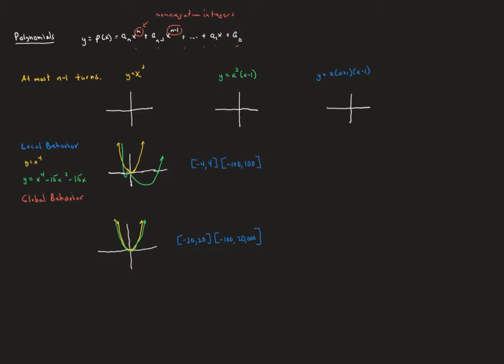And so the behavior of a polynomial, the end behavior, will be determined by its highest power of x and its coefficient. That's sometimes called the leading coefficient test, if you remember.